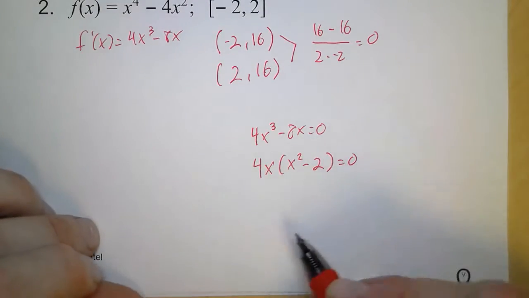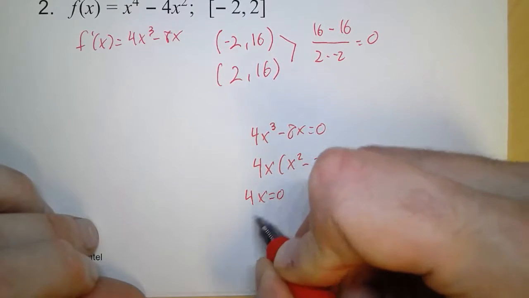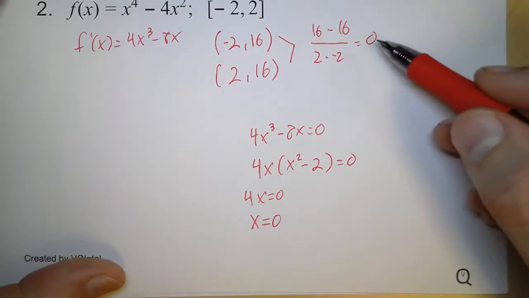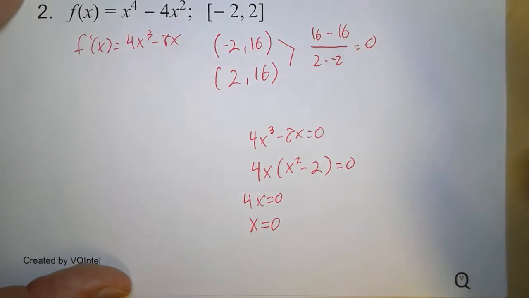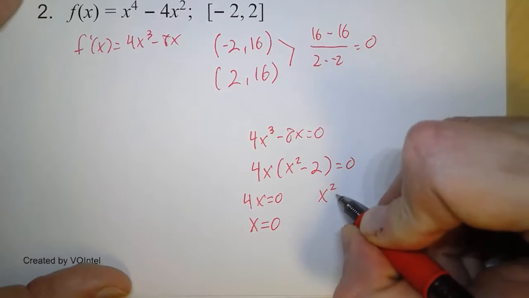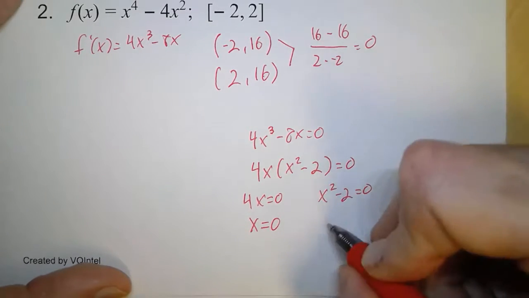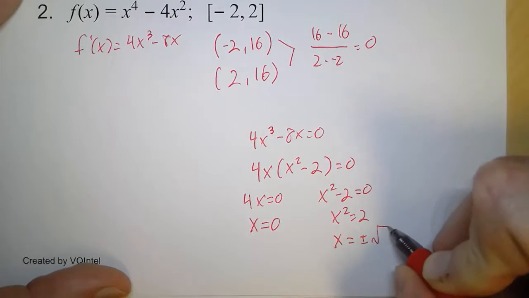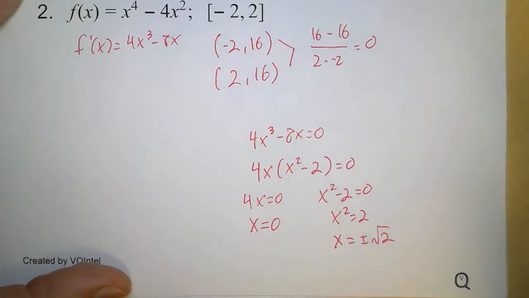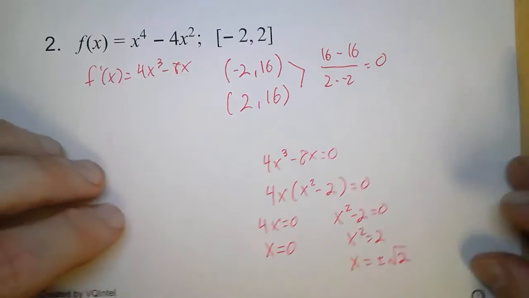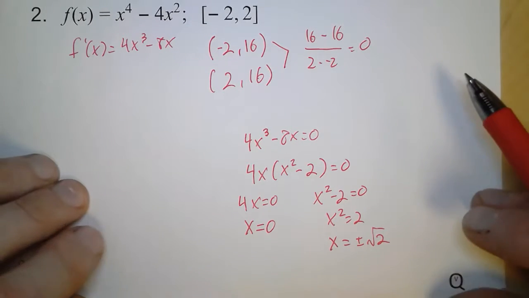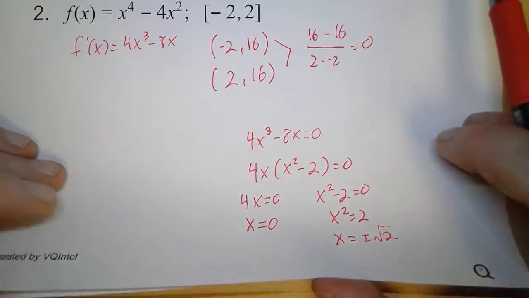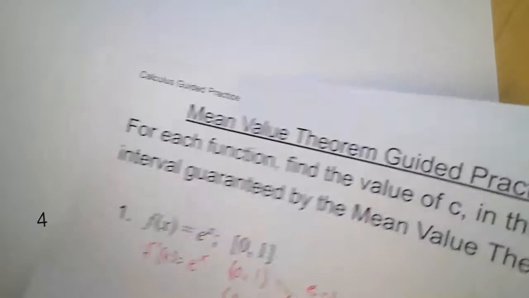So I set each part equal to 0. 4x equals 0, so we get x equal to 0. Here is a spot where the tangent line will equal the secant slope, and that is on our interval, so we'll include that. Then we set x squared minus 2 equal to 0. Add the 2, so x squared equals 2, so x is going to equal plus or minus square root of 2. Both of those also fall on that interval. So we have 3 points on the interval from -2 to 2 where the tangent line has a slope of 0.